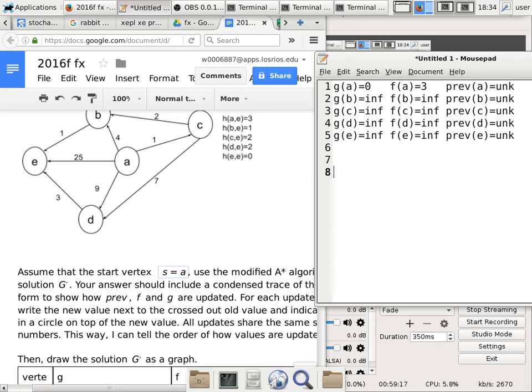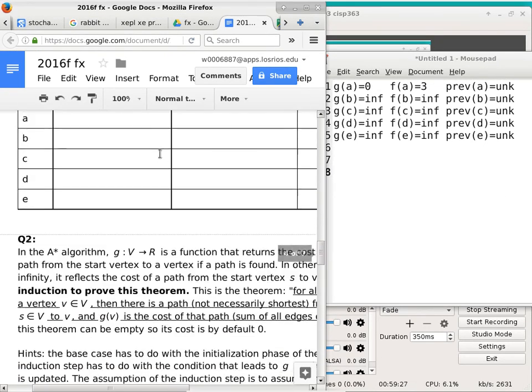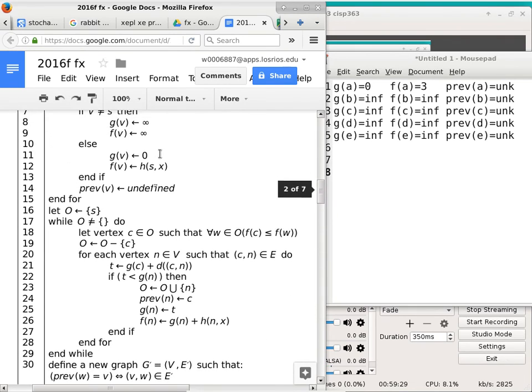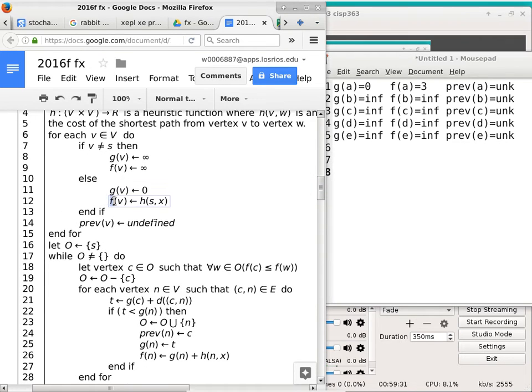Yep, go ahead. Where does F of A equals 3 come from? It is because of the way we do the initialization in the code. When you look at the code here, if it is the start state, then the heuristic of going from the start state to the destination is used as F of the start state or start vertex. Okay? All right.